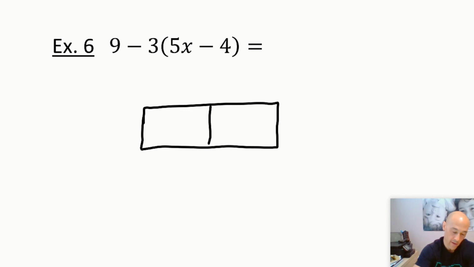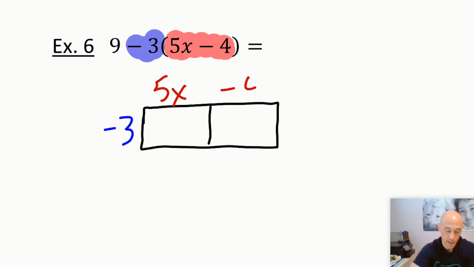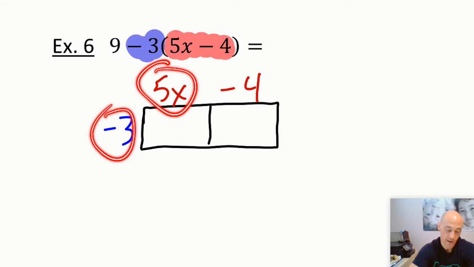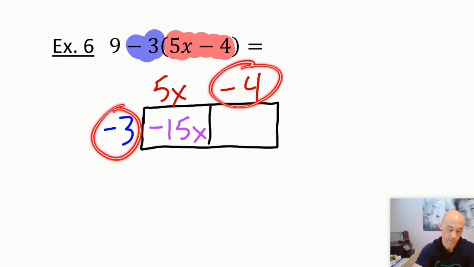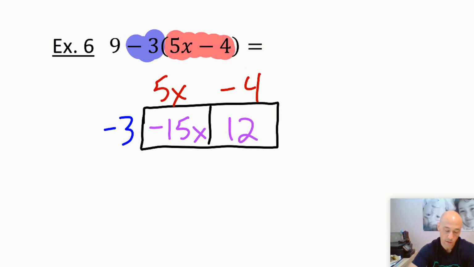So we have the -3, be careful to include that sign, and the quantity 5x minus 4. So we have -3, 5x. Did I say plus? I'm not sure. I might have. I meant minus 4. So -3 times 5x, that is going to be a -15x. And -3 times -4, that's going to be a +12.